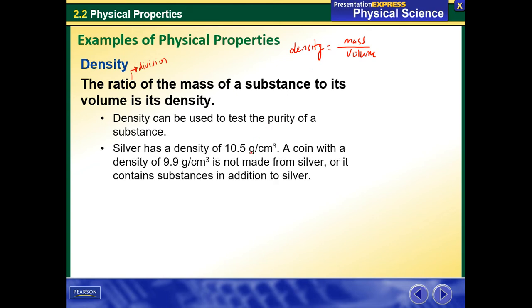A good example of this is if you're given a coin. If you know that the coin is silver, you can figure out for sure if it's 100% silver or not. First, you would have to look up the density of silver, and you might find it's 10.5 grams per centimeter cubed. Then you would take your coin and measure its density, and you might measure it to be 9.9 grams per centimeter cubed. Since these densities don't match up and they're kind of far off, we know that the silver coin is not 100% silver. There's something else in there.